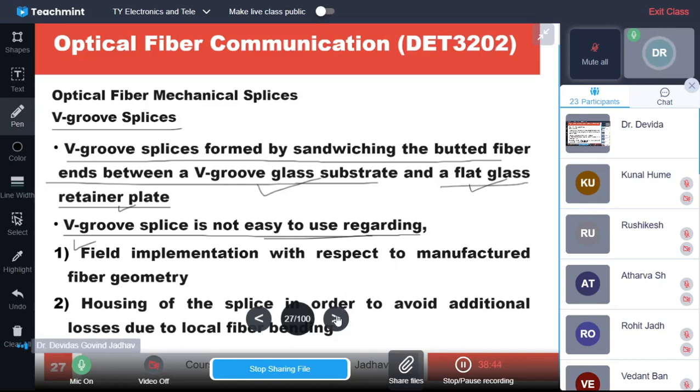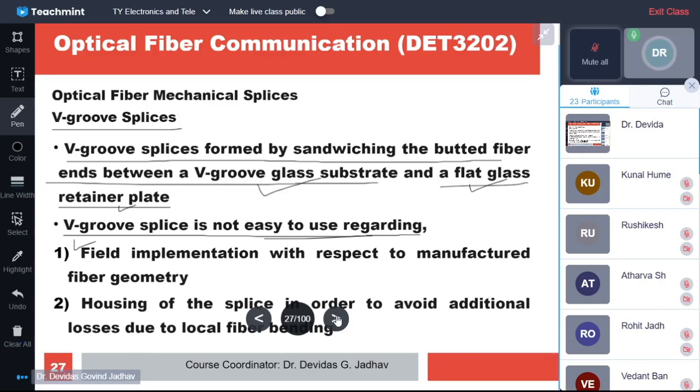So this is about the two types of mechanical splices. One is snug tube splicing, and the second is V-groove splicing.